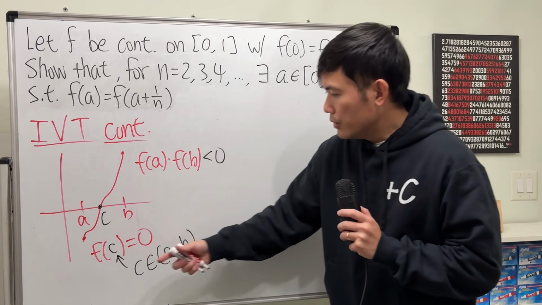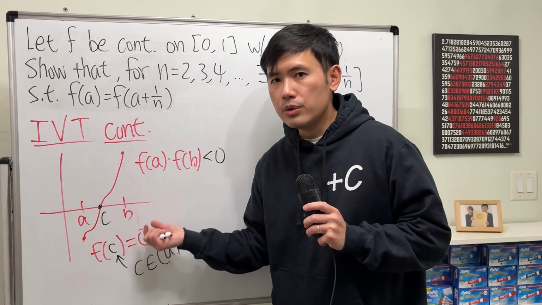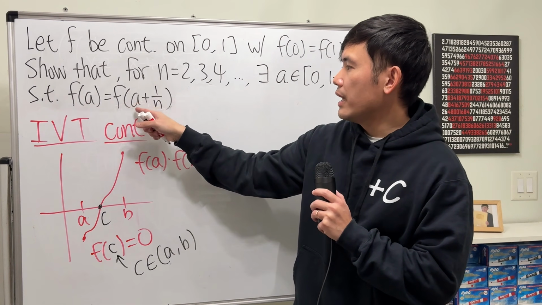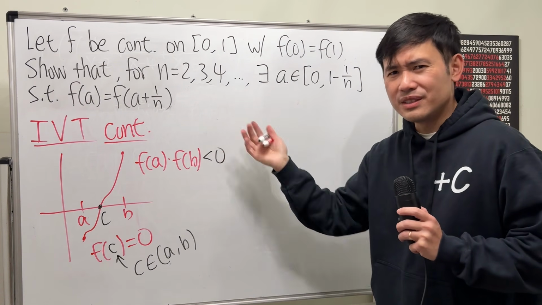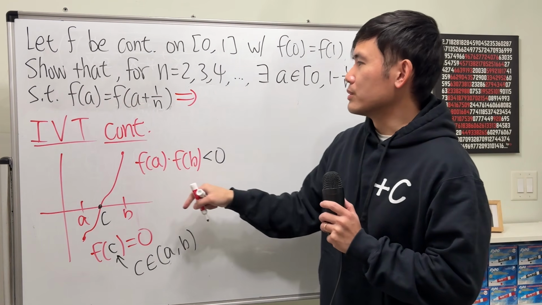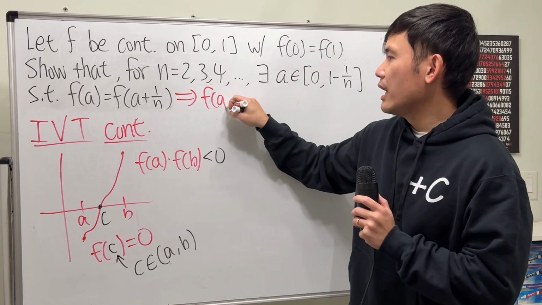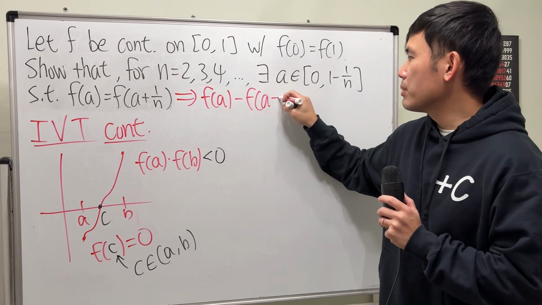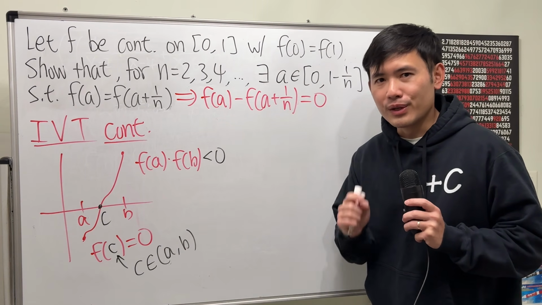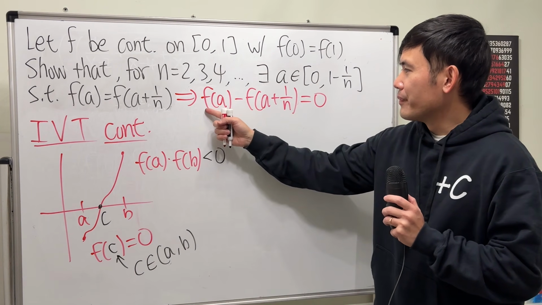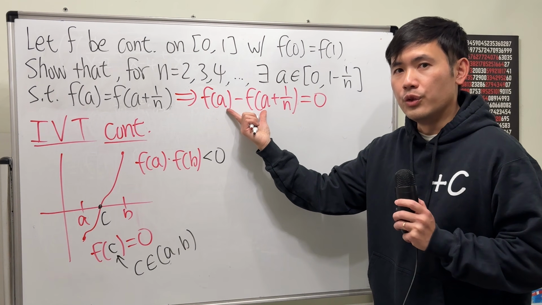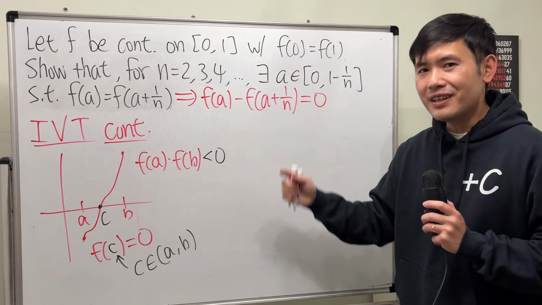Now, look at this. We want f of c is equal to 0, but this is what we're trying to show, right? f of a is equal to f of a plus 1 over n. I don't have 0 in this equation. Don't worry. Let's just subtract this from both sides. So we get f of a minus f of a plus 1 over n is equal to 0. Now we are talking. This is the part that we want to observe. So I'm going to start off by calling this a new function, and we'll go from there.